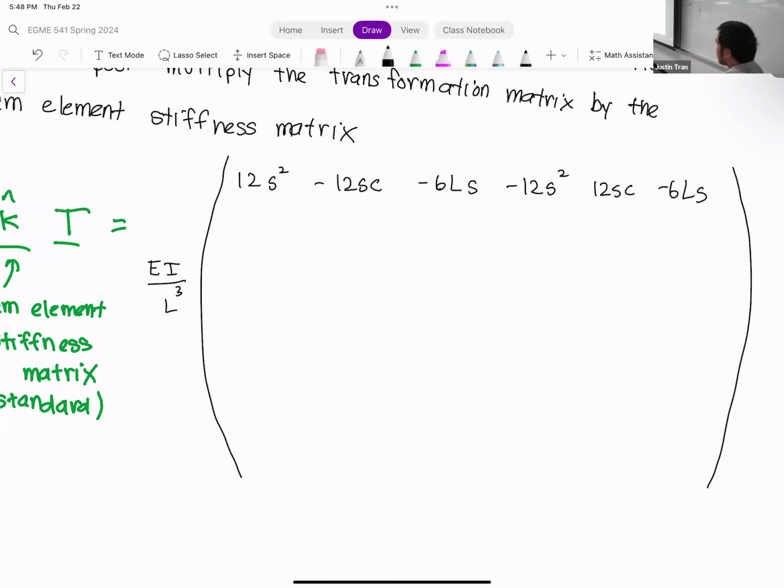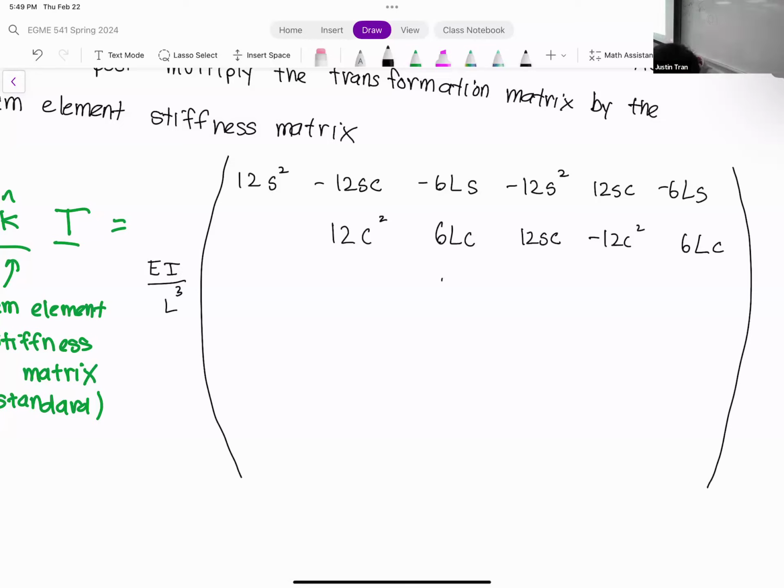I'm going to cheat a little bit here. Since I know that this matrix is symmetric, I'm not going to write out every entry. But remember, whenever you write a row in a matrix, you just write it down into the same column, right? So we're going to use that same paradigm here. Now we're going to go on to the second row, and for the second row, I'm going to start in the second column. So that's going to be 12c squared, 6lc, 12sc, minus 12c squared, 6lc. Okay.